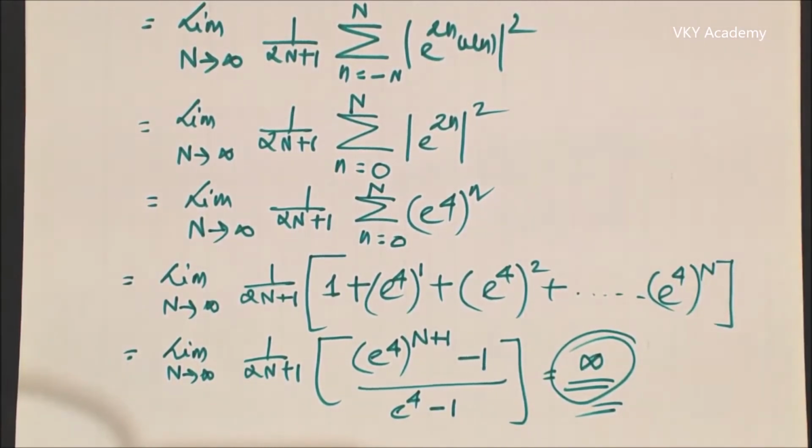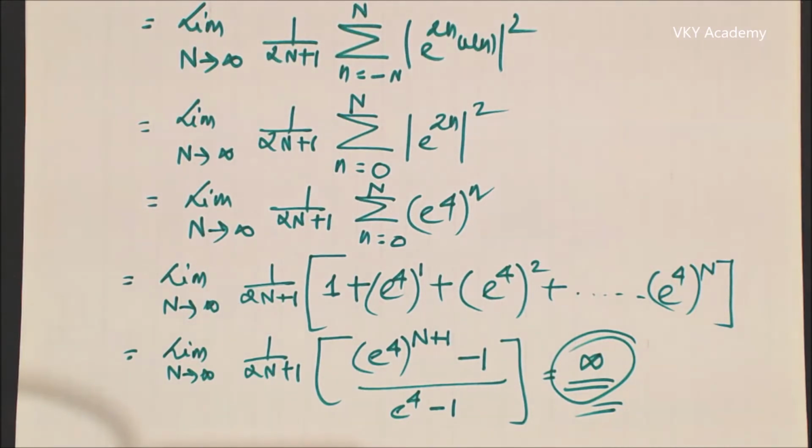So in this particular question we have seen that the energy E is equal to infinite. At the same time the average power P is equal to infinite. So I can say the signal x of n is equal to e to the power 2n u of n is neither an energy nor a power signal. Now in the same way we can conclude that any signal which has an exponential factor greater than 1 is neither an energy signal nor a power signal.